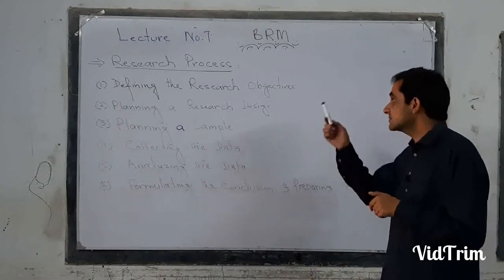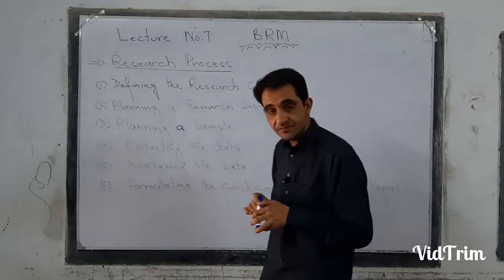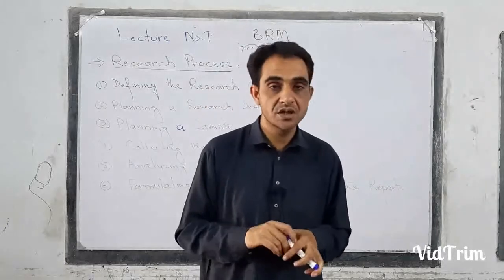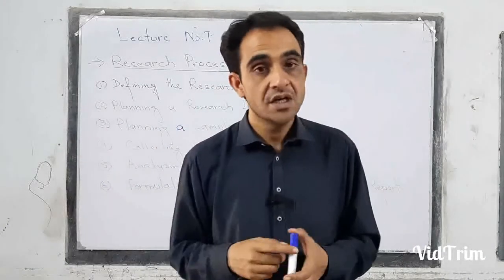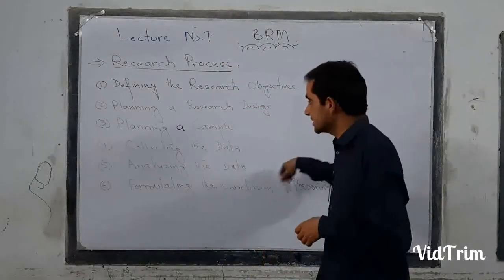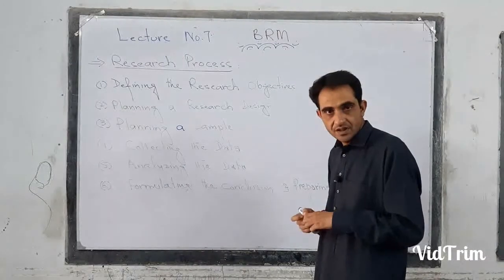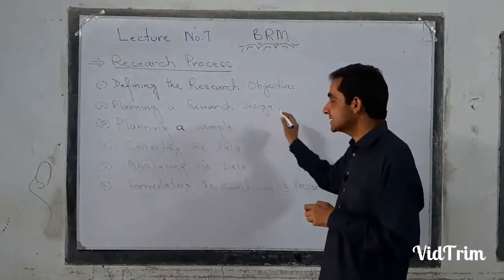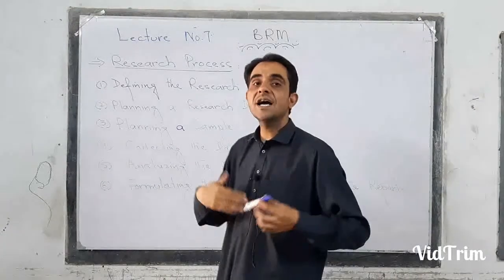However, whether it is primary research or applied research, the objective is very much important. Research objective is very much important to be known or to be estimated, if not very much clear, because all other steps are based on the research objectives. So now we are moving towards the second step, that is called planning a research design, or making a design for your research.